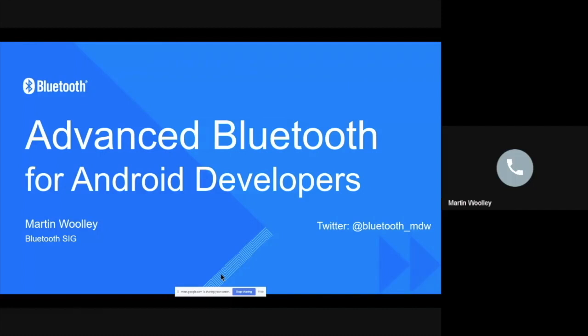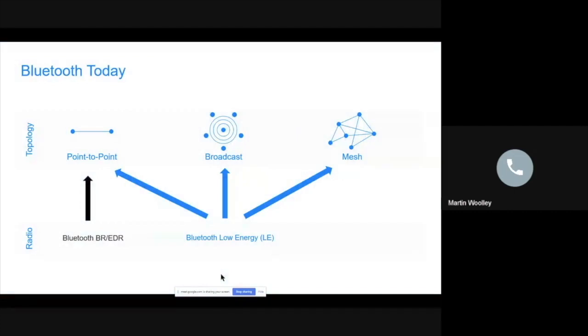So let's start with some basics. As you probably already know, there are essentially 2 types of Bluetooth. Bluetooth is a radio communications technology. The original Bluetooth is called Bluetooth BR EDR, that's basic rate enhanced data rate, and it's been around for 20 years. It's still used a lot for things like audio, and if you've ever used the serial port profile, you've been using Bluetooth BR EDR.